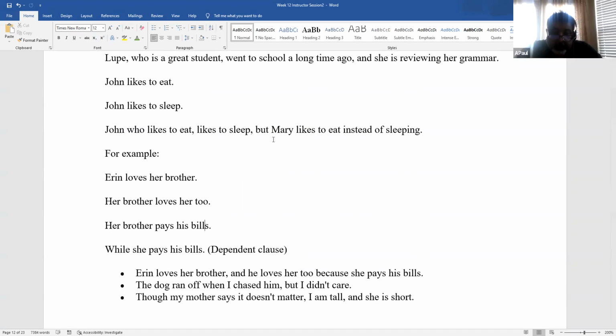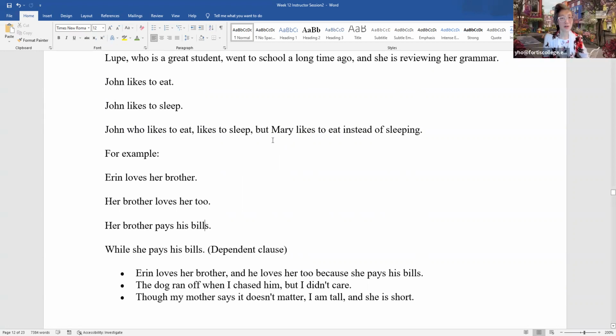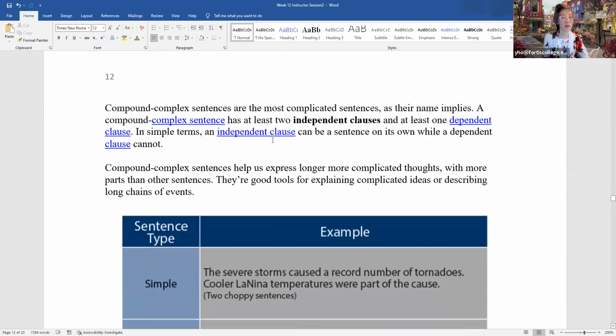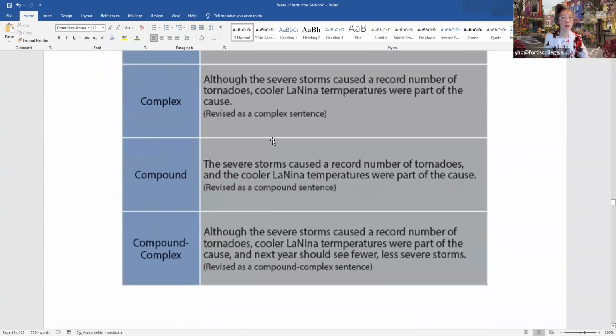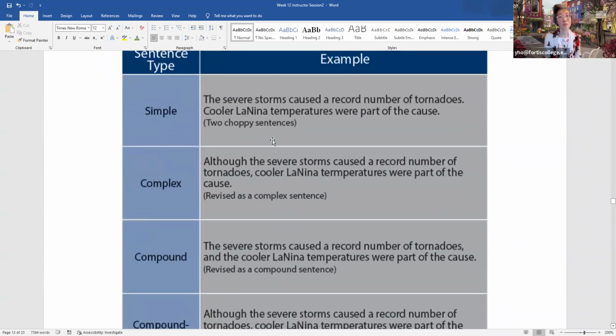Because you're taking away that choppy feeling somebody would get by reading what you've written. Yes, that's correct. Here is an example of someone combining. Here you start with the simple sentence, the severe storms caused a record number of tornadoes. Cooler than El Nino temperatures were part of the cause. So here you have 2 simple sentences that sound choppy.